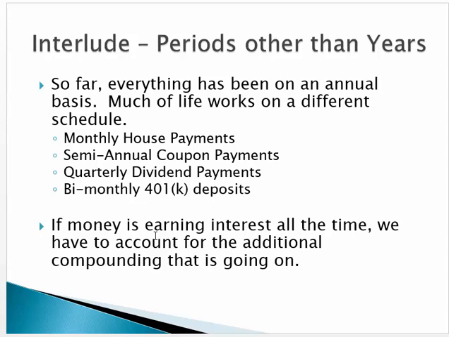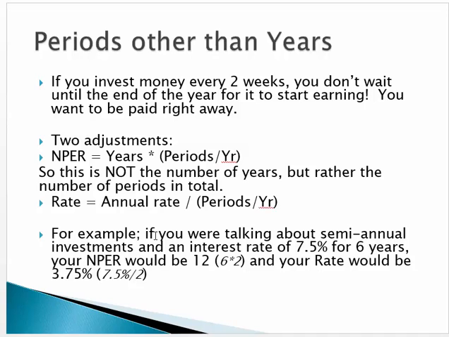So if the money is earning interest all that time, we need to account for the compounding that's going on and the interest that's being earned before the year end happens. Okay, so we need to adjust our calculations and adjust the way we're thinking about the calculations to take into account that interest is being earned along the way. So the way we do that is to adjust those periods, and we're going to just do that by following this little algorithm here, where the number of periods, the N per, that input is going to be equal to the number of years, but we're going to multiply that times the periods per year. So how many periods are in a year?